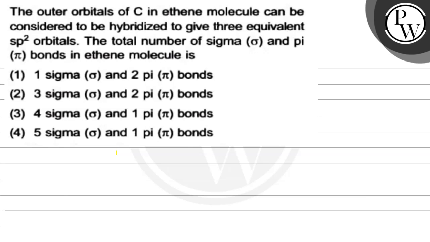The question says the outer orbitals of carbon in ethene molecules can be considered to be hybridized to give three equivalent sp2 orbitals. The total number of sigma and pi bonds in ethene molecules is.